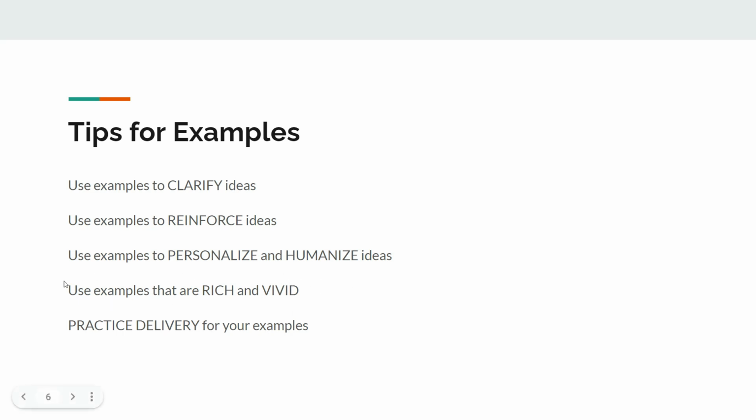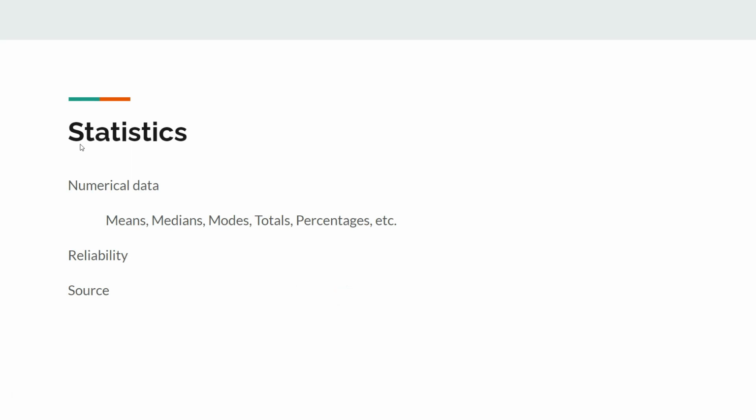When you use an example, you want to use one that's rich and vivid, that has lots of descriptive language. We'll talk about developing rich and vivid language when we talk about linguistic devices in a week or two. And then finally, you want to practice your delivery for your examples. Make sure you know what it is that you're really calling attention to and building out.